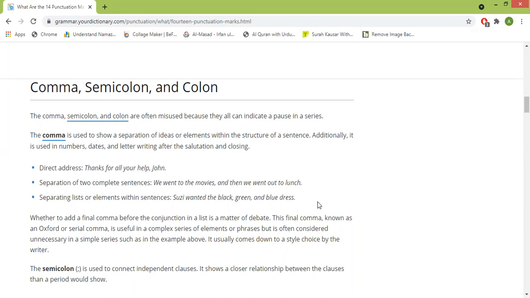Remember, while joining two sentences with the help of a conjunction, we use a comma before the conjunction. Separating the list of elements within the sentence, which we have already discussed: Susie wanted the black, green, and blue dress. So the comma is used in three places.